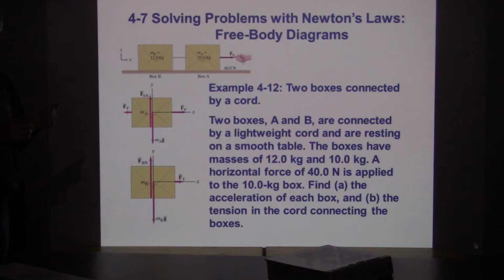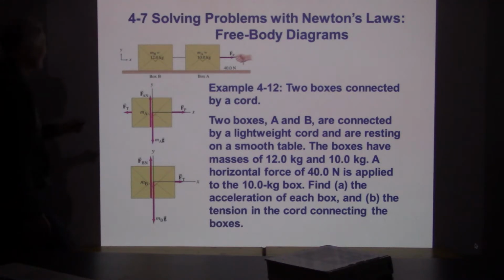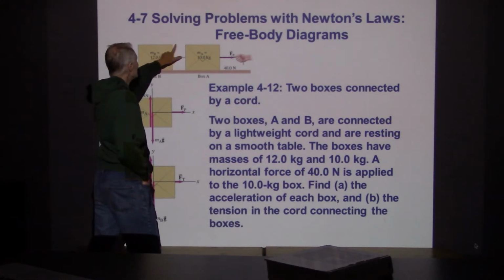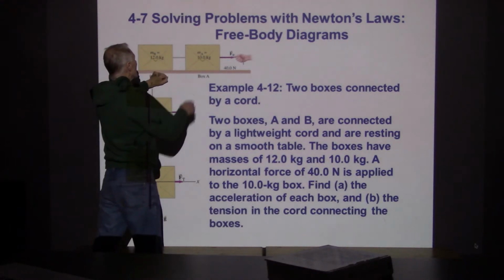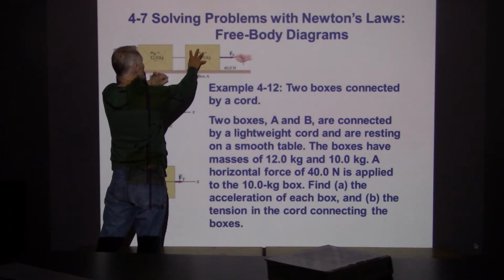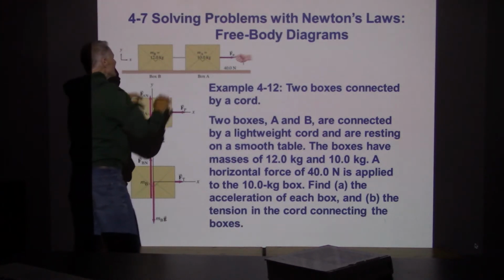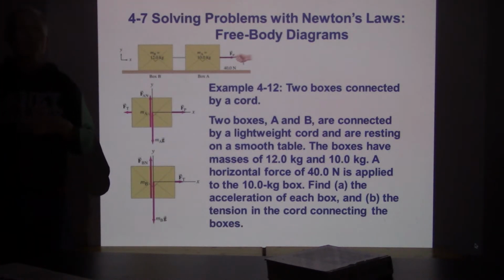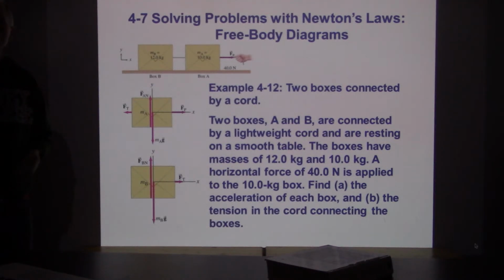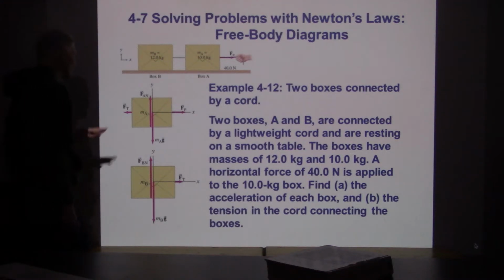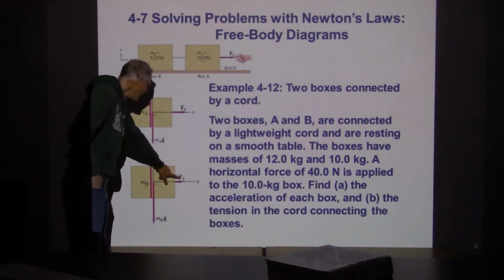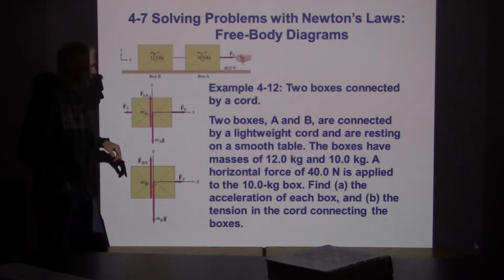Those two tensions are going to be the same, and that's because we assumed this string has very little mass. If I imagine myself to be the string, it is being pulled forward by this box and pulled backwards by this box, and we don't need a net force for the string itself. It doesn't have much mass. We're just going to assume those tensions are essentially the same value because the mass is so small. So Ft here is going to match Ft here.